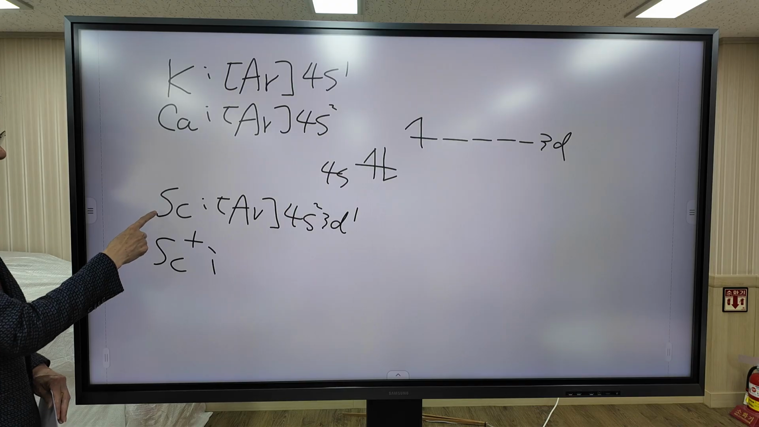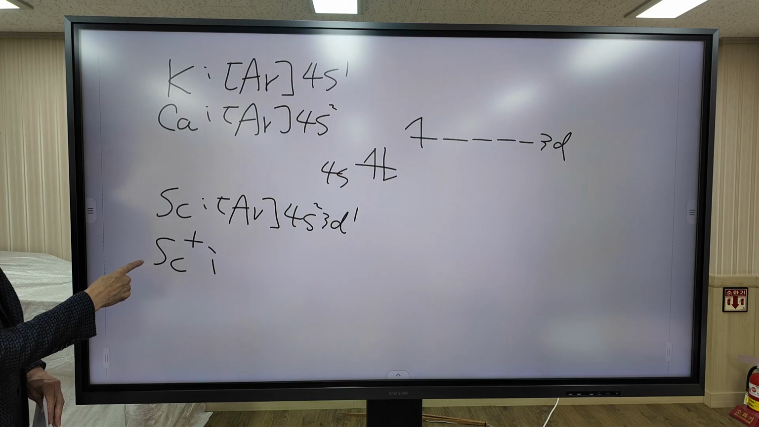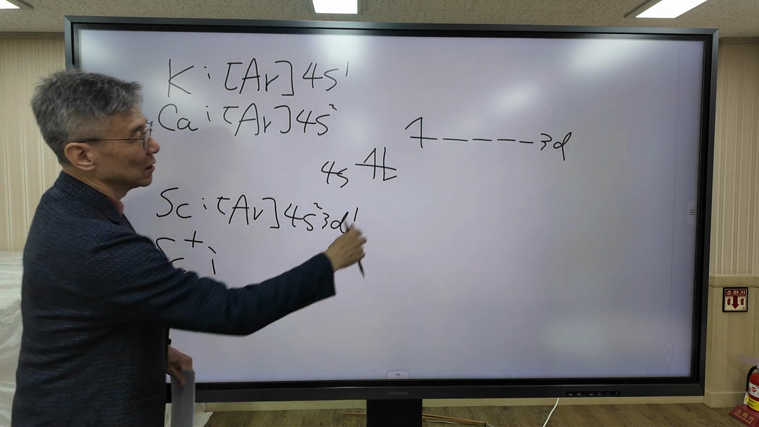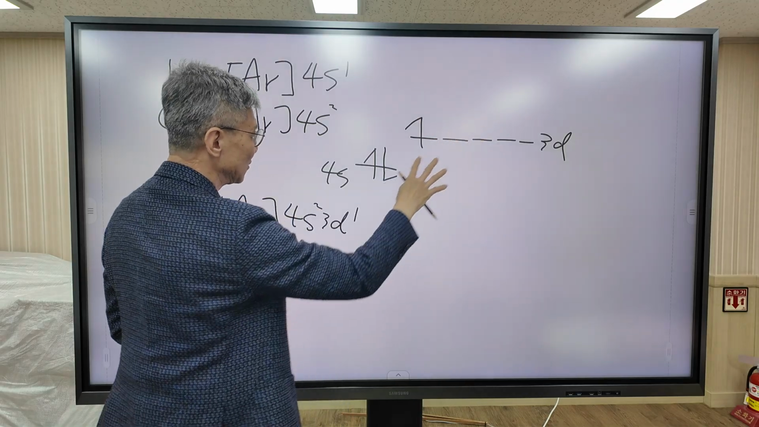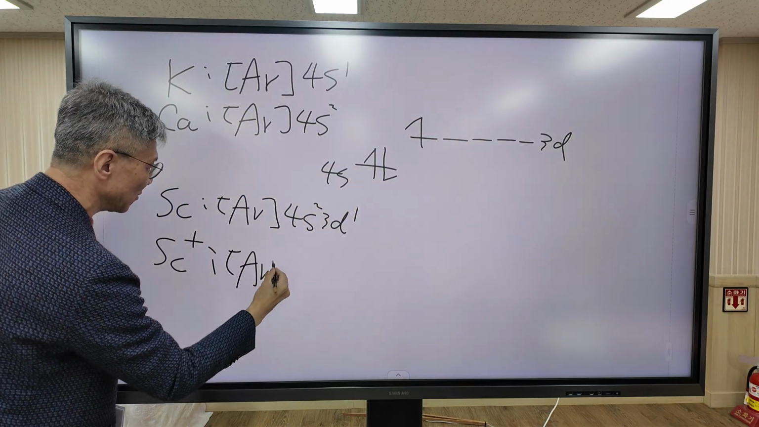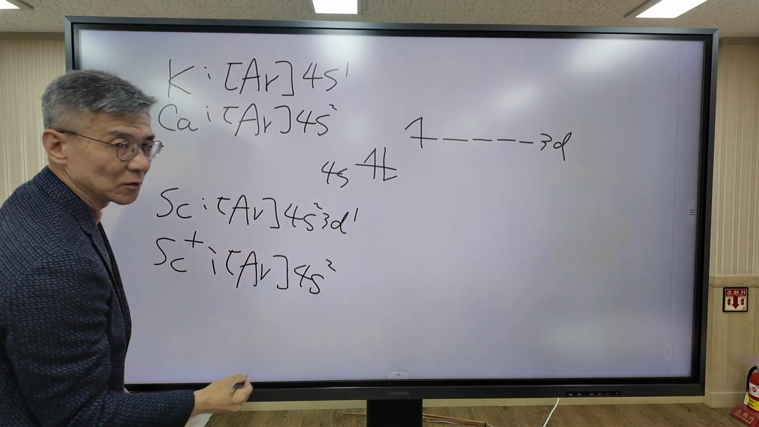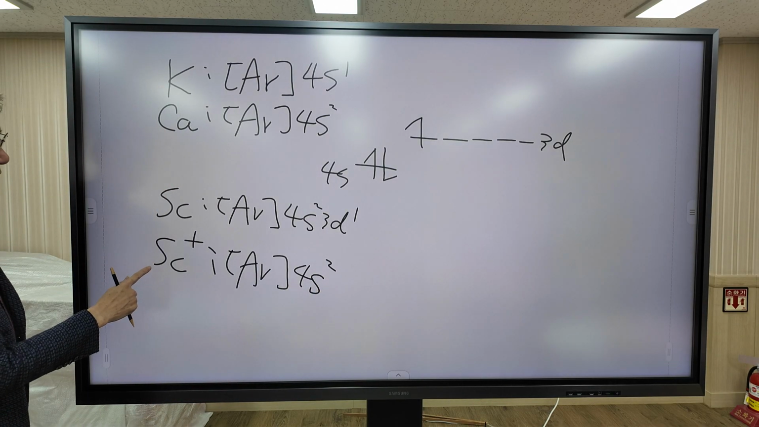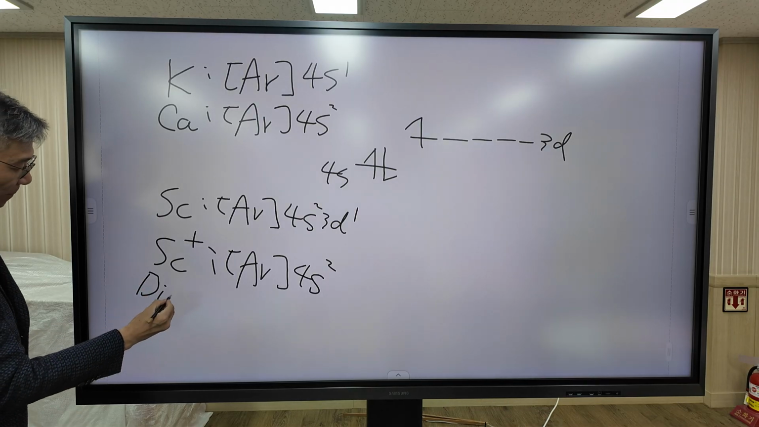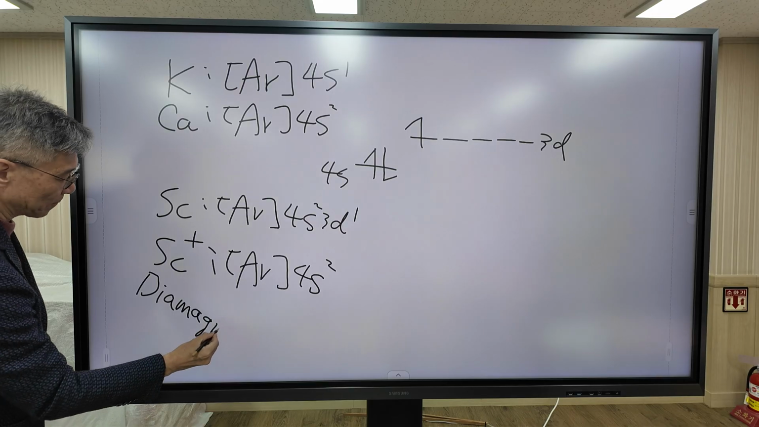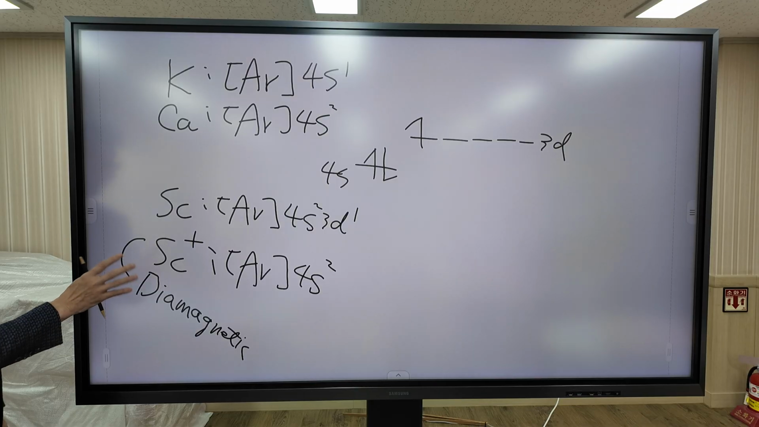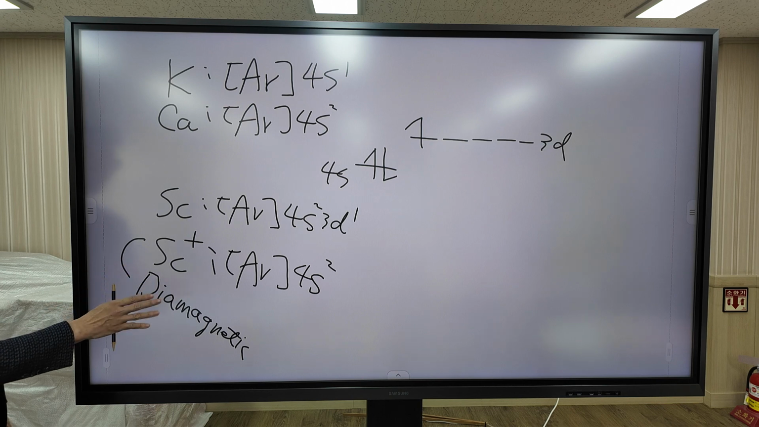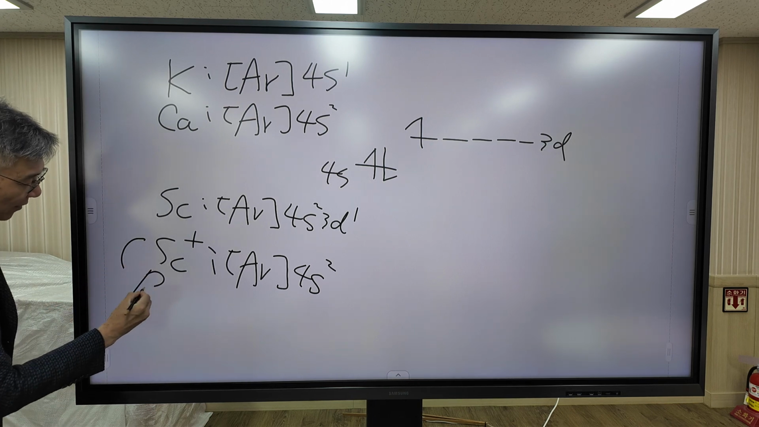When scandium loses an electron, it becomes scandium plus. You might think that the electron comes from the 3d orbital. The electron is removed from the 3d orbital, so the electron configuration might be 4s2. So when you measure the magnetic property of scandium plus, it would be diamagnetic. But this is a prediction, and it is not correct. According to experimental observation, the magnetic property of scandium plus is not diamagnetic, it is paramagnetic.